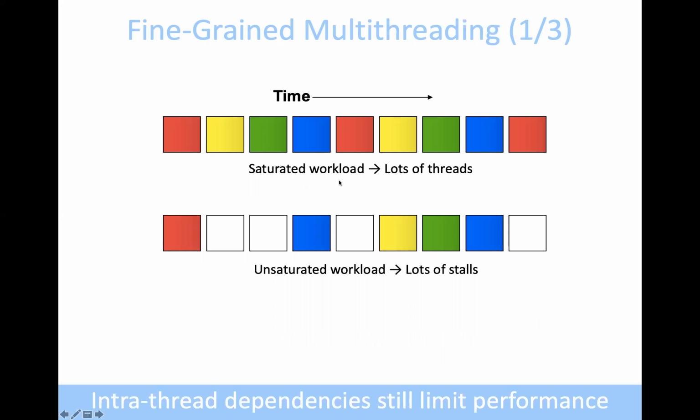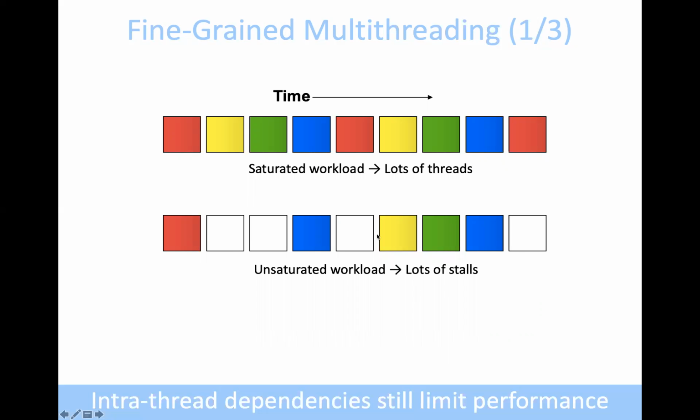This is great when you have a saturated workload, with a lot of threads. But when you have fewer threads and your processor is hard-coded to execute, say, four threads with fine-grained multi-threading, then you end up with all these wasted slots.